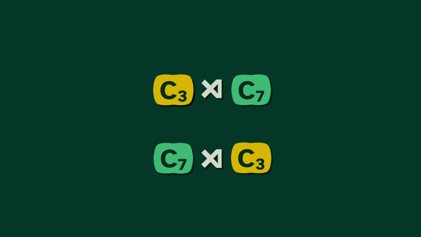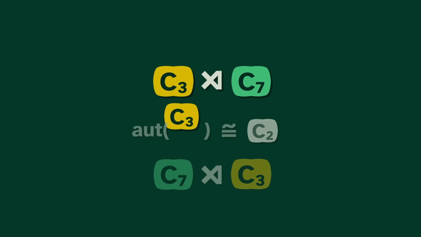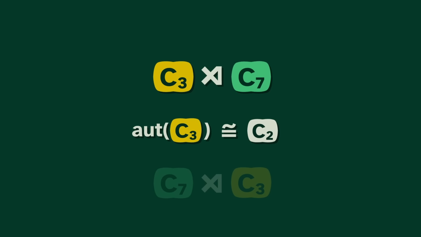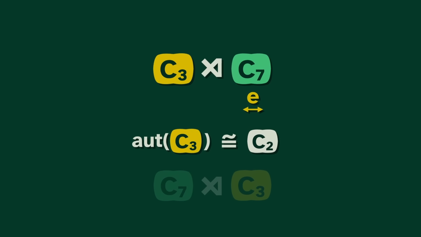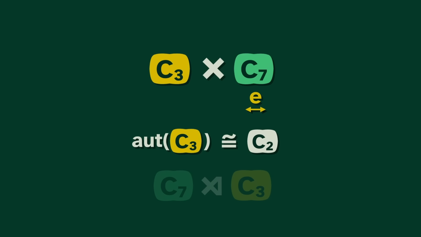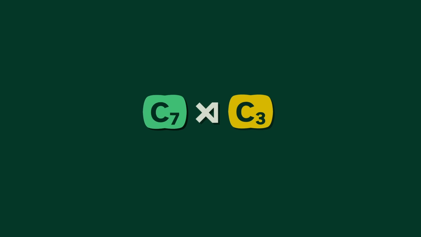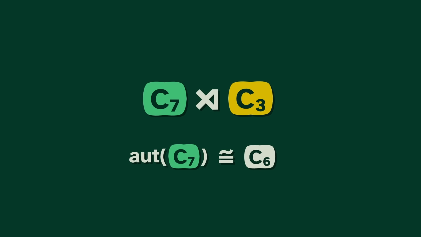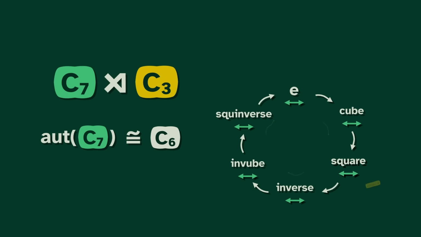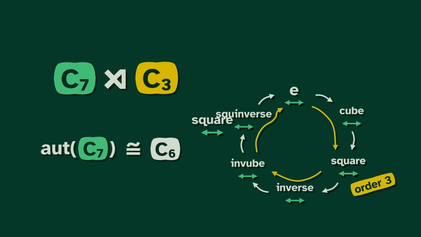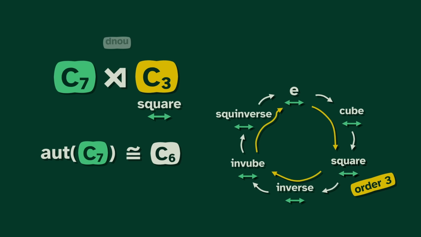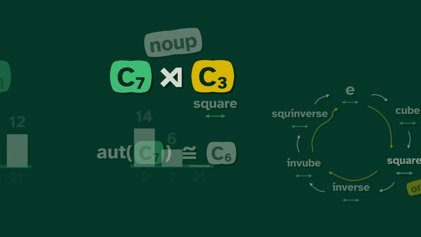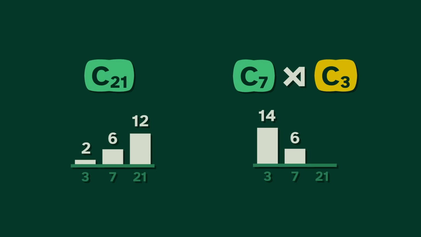There are 2 cases. As we've seen, the automorphisms of C3 are the group C2, which means C7 must apply the neutral map. This is a direct product. Yeah. But in the other case, the automorphisms of C7 are the group C6, which we can see here. The square map has order 3, so C3 can apply the square. Yes, this is a NOOP, and it's the only non-abelian group. These are the only groups of order 21.